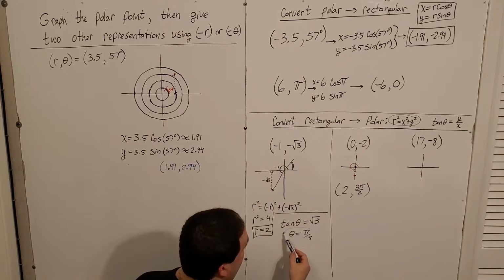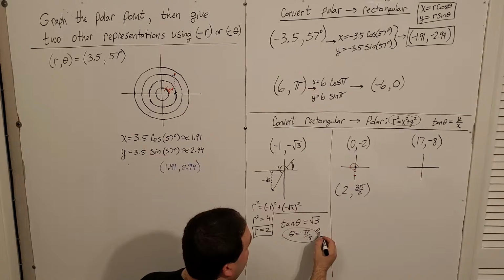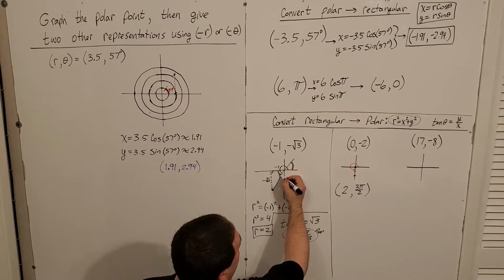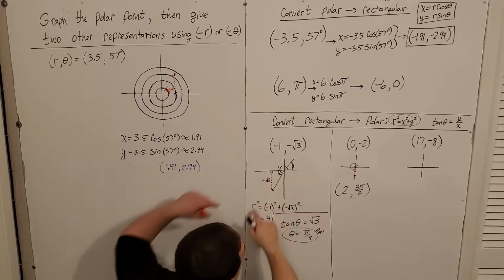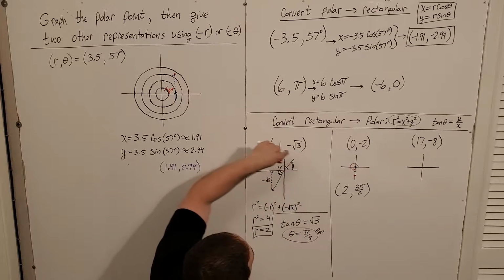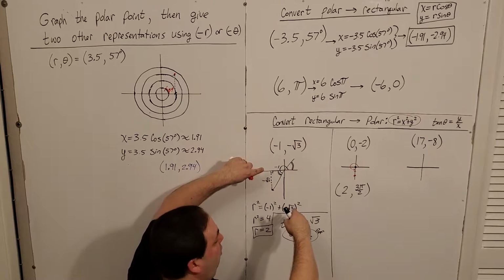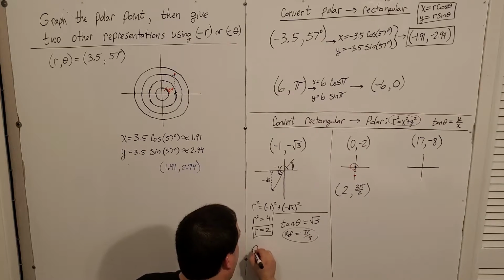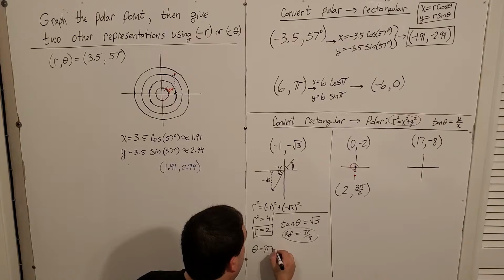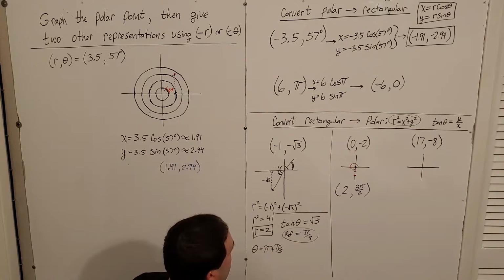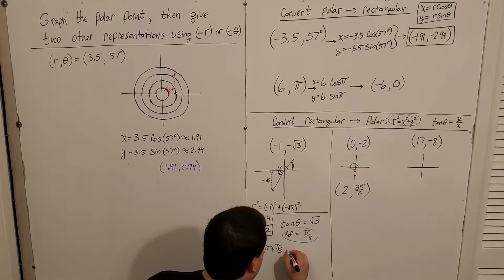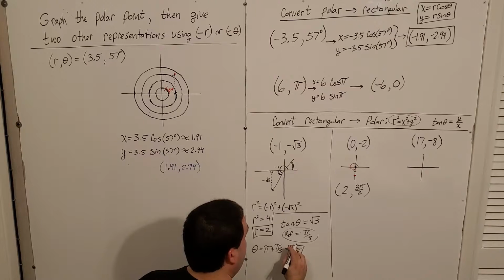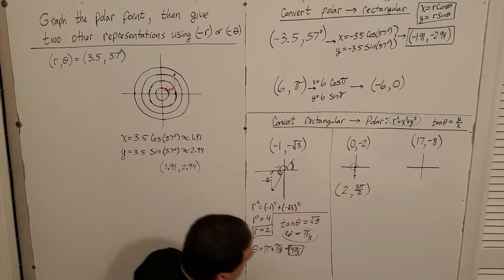So pi over 3 must be my reference angle. It's this thing right here, right? This little reference angle. I'm in the third quadrant. That means I'm going to have a semicircle plus that much more. So my actual theta, this is just my reference, right? So my actual theta is going to be pi plus that, because it's in quadrant 3. So it must be equal to 4 pi over 3. So then I'm looking at the point 2 comma 4 pi over 3.